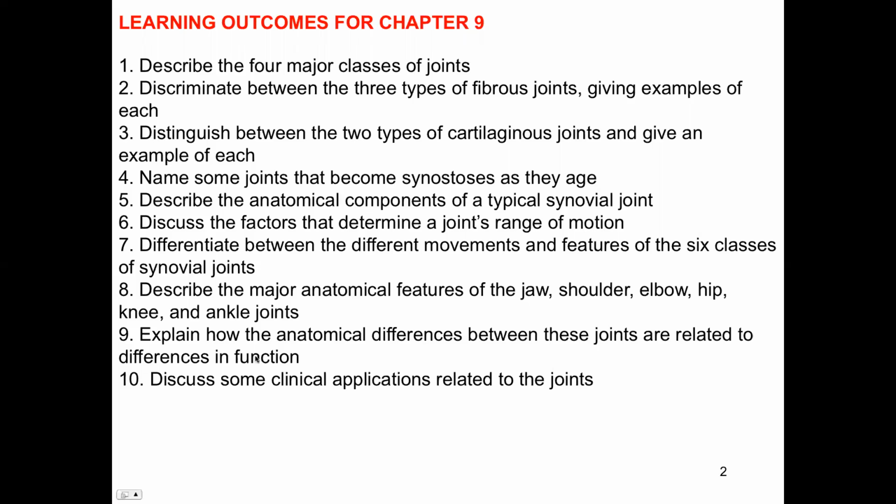Here, and explain how the anatomical differences between these joints are related to differences in function, all right? So I'll try to give you a few ideas when we get there, and I'll spend most of the video talking about this stuff up here, okay?